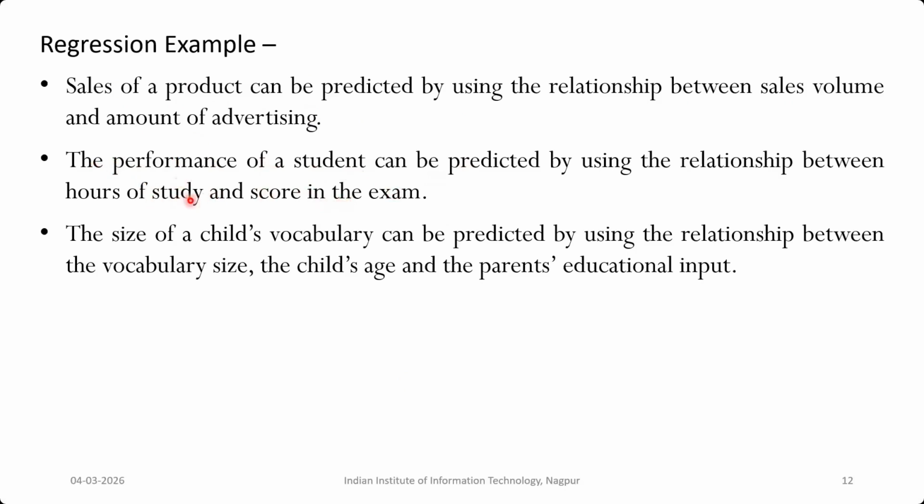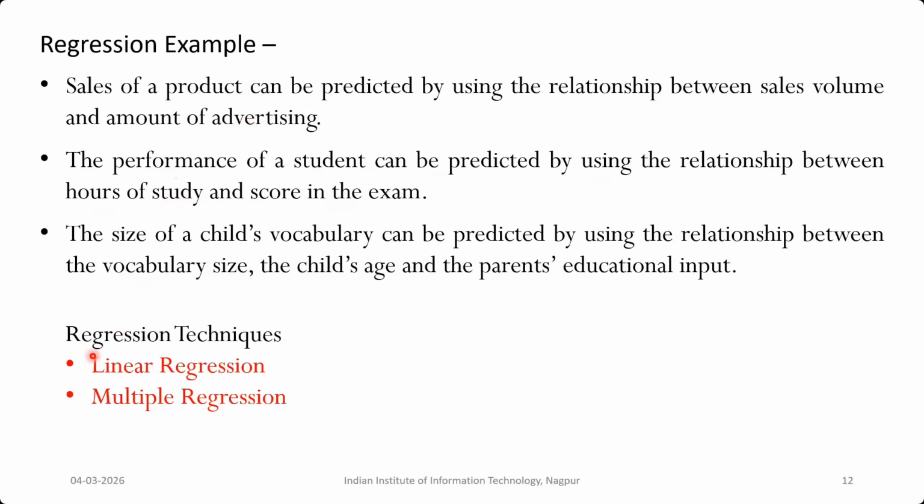Okay, so again we draw here. In this case, the hours of study is the independent variable, and score is depending on that. That is, y is basically the score. Next example can be the size of a child's vocabulary, which can be predicted using the relationship between vocabulary size and child age. When the child starts speaking, the vocabulary size would be very low. However, when he turns 5 or 10 or 15, the vocabulary size will automatically increase. So these are some of the regression analysis examples.